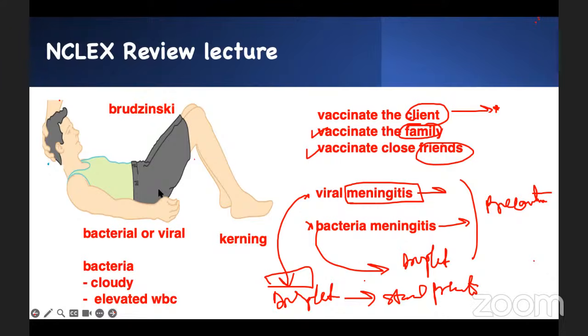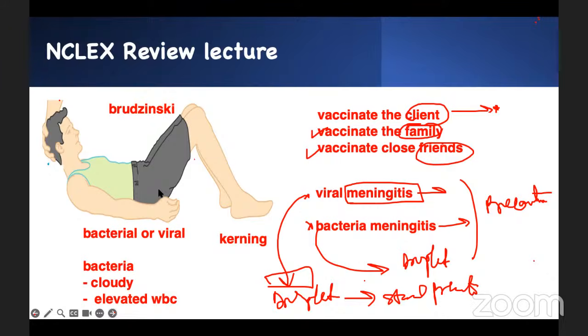And when they have pain, what would they do? They're going to flex their hip and knee to take away the pain. That's why they're doing that. Nobody wants to keep their leg that way. They're doing that to prevent the excessive irritation of the meninges. The other way, if you extend their leg and the hip is flexed at 90 degrees, it will be locked in place and it will cause pain. That is Kernig's sign, because of the knee, K-N-E-E.